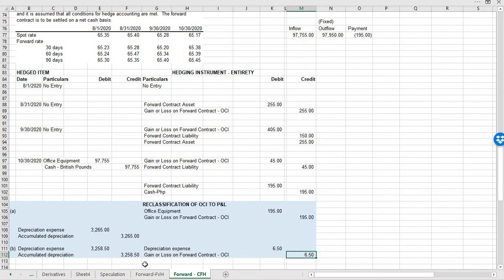So yun. So this is our journal entries for the hedge item and the hedging instrument if ang ating forward contract is designated as a hedging instrument in its entirety. Ibig sabihin again ng entirety, ang forward element at spot element ay parehas na magkasamang designated as part of the hedging instrument. So next naman, gawin natin paano naman kung ang hedging instrument ay hindi buo. Ibig sabihin, excluded na ang forward element at tanging yung spot element lang ang magiging part ng hedging instrument.